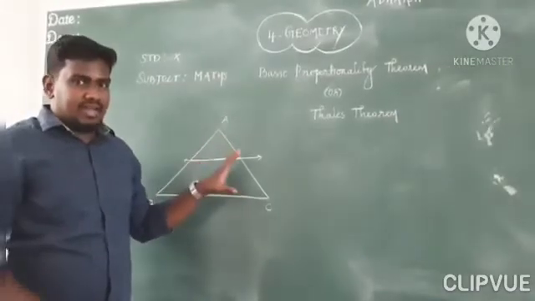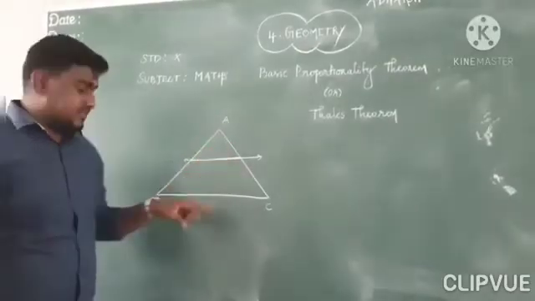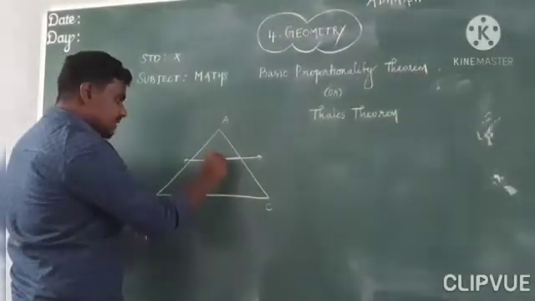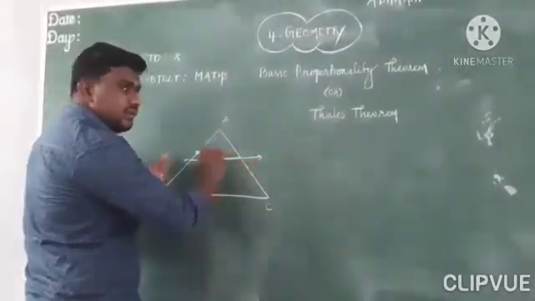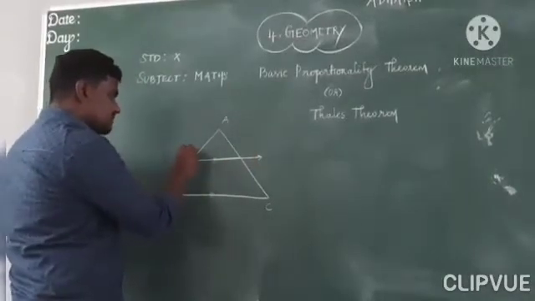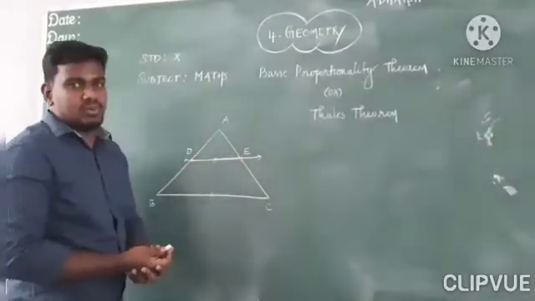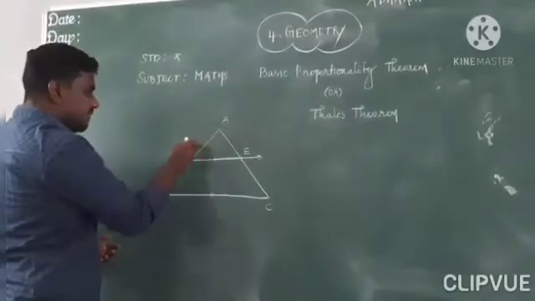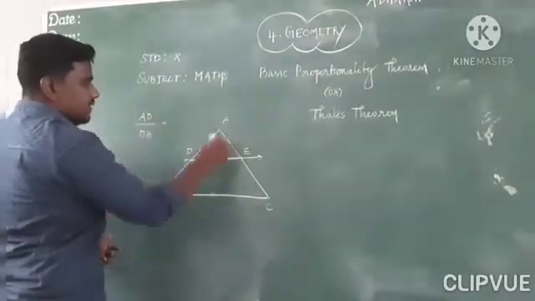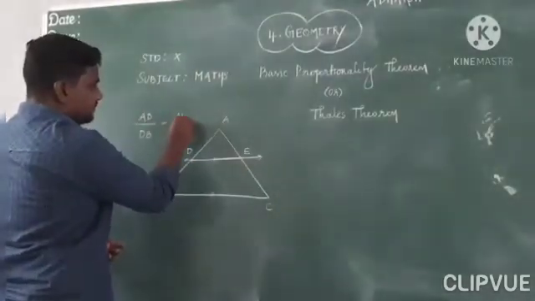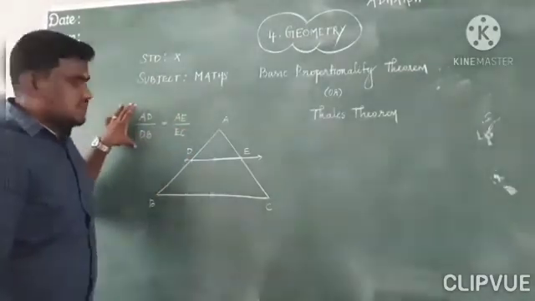If we draw a straight line parallel to any one side of the triangle, it divides the other two sides. Yes, this straight line which is parallel to the side BC of the triangle divides the other two sides. Here it divides at D, here E. It divides the other two sides in the same ratio. So how can we write? AD by DB equal to AE by EC. Okay, this is the statement of the theorem.